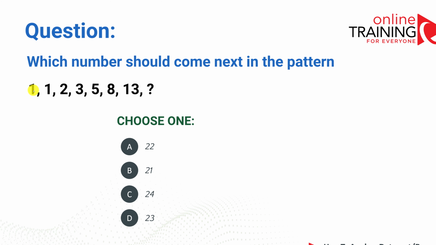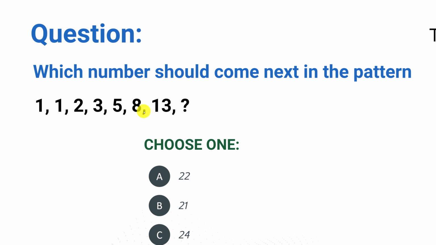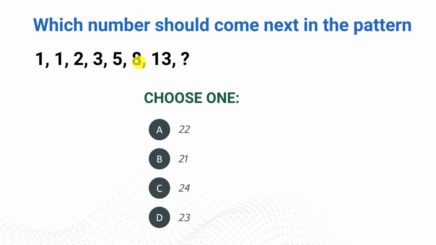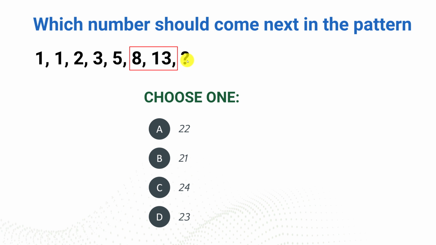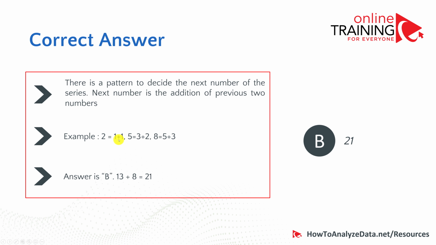Well, let's look. So we have 1, 1, and then 1 plus 1 equals 2. Then 1 plus 2 equals 3, then we have 2 plus 3 equals 5, and then you can kind of keep going. So to calculate the next number, it's basically the sum of the previous 2 numbers. So 8 plus 13 is 21. So the right choice here is choice B, which is 21. And this is the explanation, that the pattern here is really the sum of previous 2 numbers. Hopefully you've got this one right.